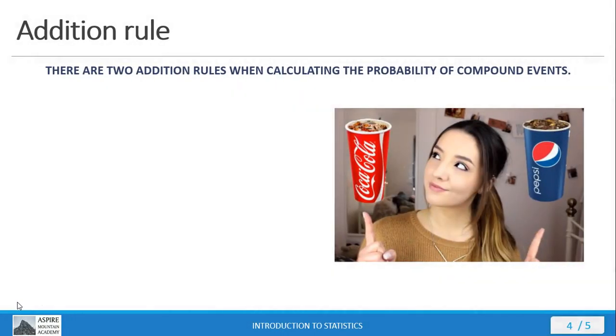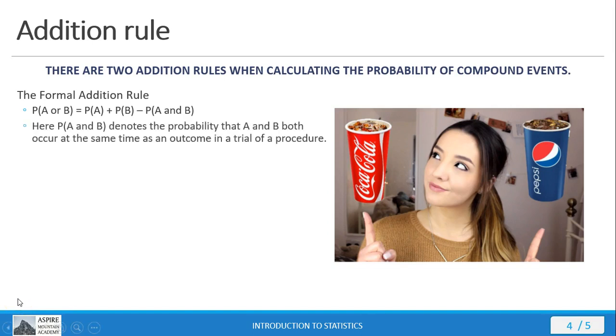So here's how it plays out. There are basically two addition rules, according to your textbook author, when calculating the probability of compound events. The first that he provides is the formal addition rule. You take the probability of A and add it to the probability of B, and then subtract out the probability of A and B occurring together. We do this so that we avoid double counting. If there's a chance that A and B occur together, that's going to get counted when you calculate the probability of A, but it's also going to get counted when you calculate the probability of event B. So we have to subtract this out to avoid the double counting.